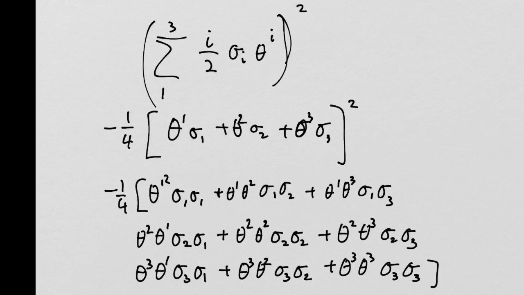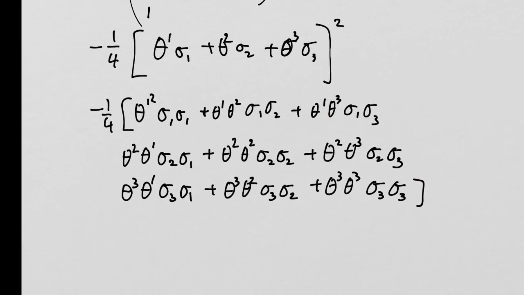But we start by noting this guy. We want to note the sum from 1 to 3 of our basis vector, i/2 sigma_i theta^i. If you square that, what do we get? I pull this out and square that, so I get the minus 1/4. And then I get this guy squared, which has 9 terms, right? So 3 times 3. And the matrix order is preserved: sigma 1 sigma 1, sigma 1 sigma 2, sigma 3 sigma 1, all of those, the order is preserved.